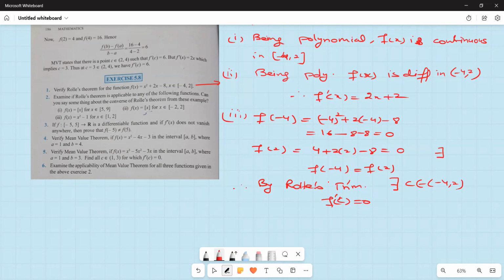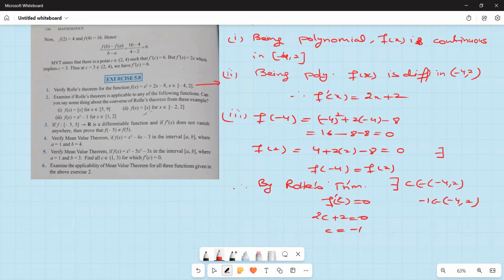So put the value over here. 2c plus 2 is equal to 0, for c is minus 1. So c is minus 1. You can check minus 1 is an element of (-4, 2). So this is the first question.